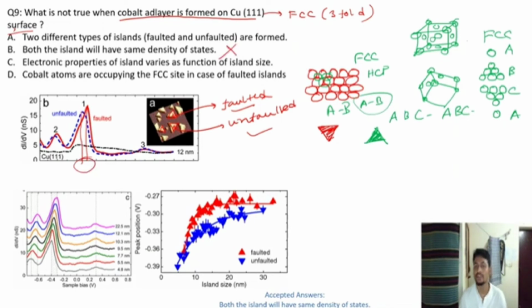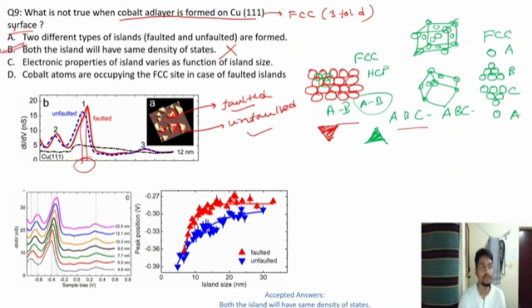Because of the packing, because of the interaction, the packing is different in this case: ABC, ABC, and this ABAB. So this point is actually having six coordination, and this is not having that six coordination. So the coordination is different, right? That's why the electron density is also going to be different. If the electron density is different, that means the surface state is also going to be different. So that is not true. So we got the answer.